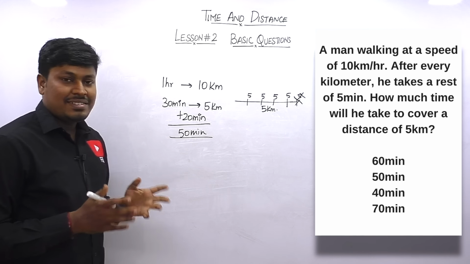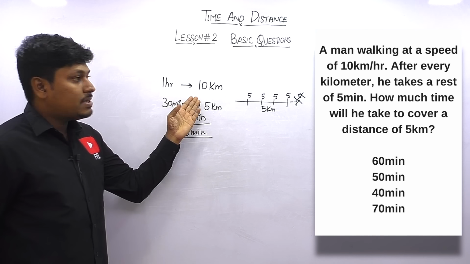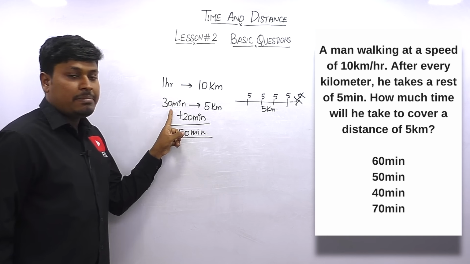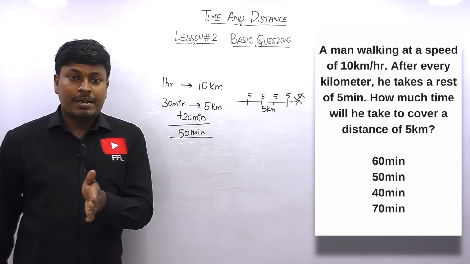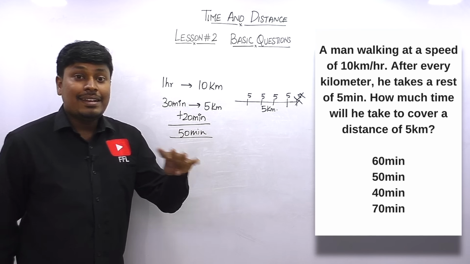So friends, got it? Easiest question. So what we did initially: in 1 hour his speed is 10 km, so for half an hour he will travel 5 km. So half an hour, 30 minutes, 5 km. And they have given another condition: for every kilometer he is taking a rest for 5 minutes. If it is 5 km, he will take rest only 4 times.